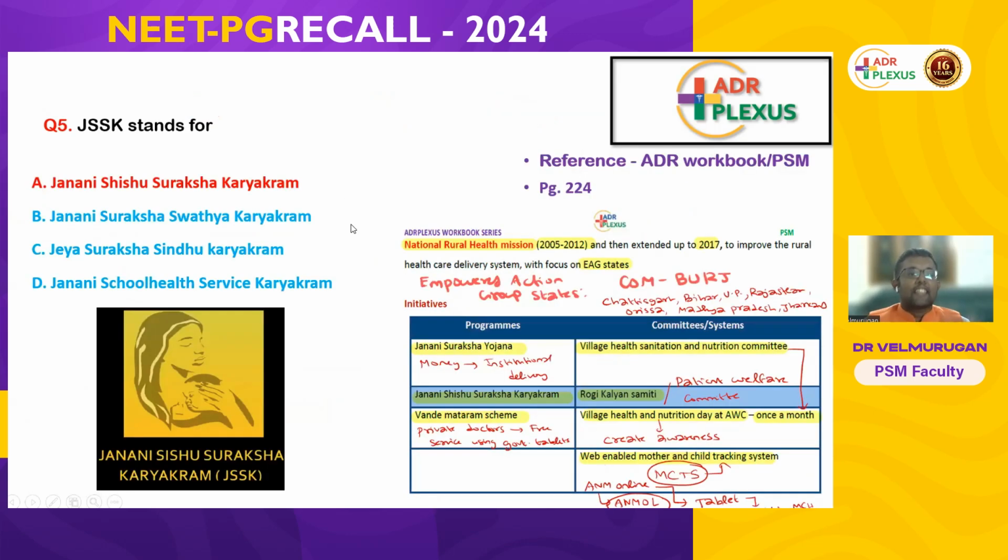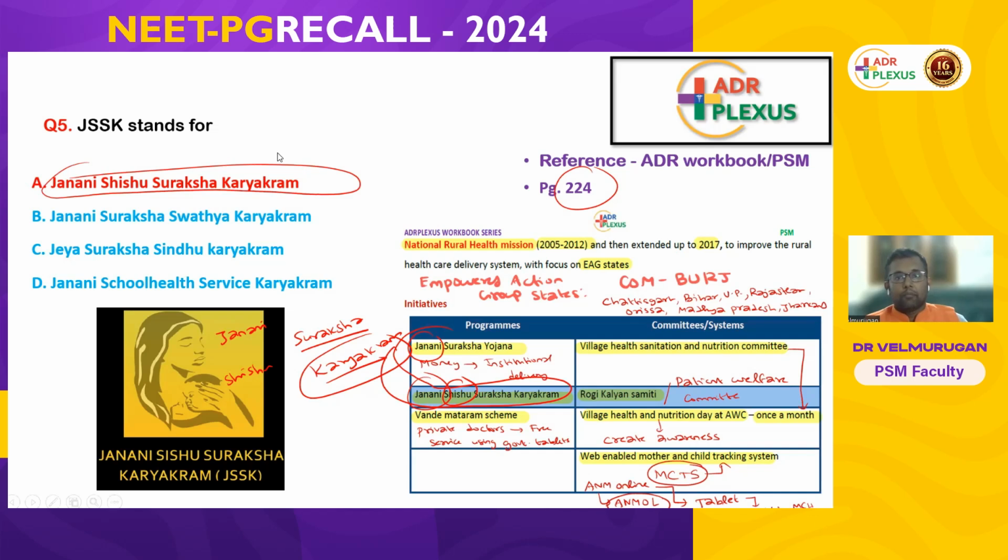Next, JSSK. We have told so many times in the class. JSSK, Janani Shisu Suraksha Karyakram. Remember, Janani means Amma, mother. Shisu means baby. You can remember it like this: Janani is mother, Shisu is baby, Suraksha is wellness, and Karyakram is program. So JSSK: Janani Shisu Suraksha Karyakram.